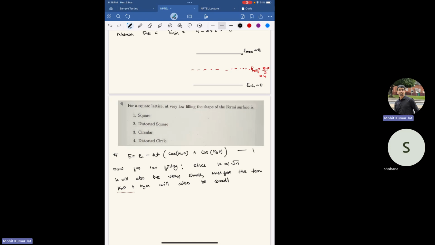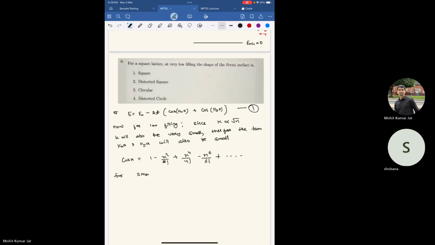So if this is my equation number 1, I can write E equals E0 minus 2t cosine, and I can expand the cosine. Let me first write the cosine expansion. Cos x expansion goes as 1 minus x squared upon 2 factorial plus x to the power 4 upon 4 factorial minus x to the power 6 upon 6 factorial and so on. For small x, I can write cos x equals 1 minus x squared upon 2 factorial, and the rest of the terms I can neglect.